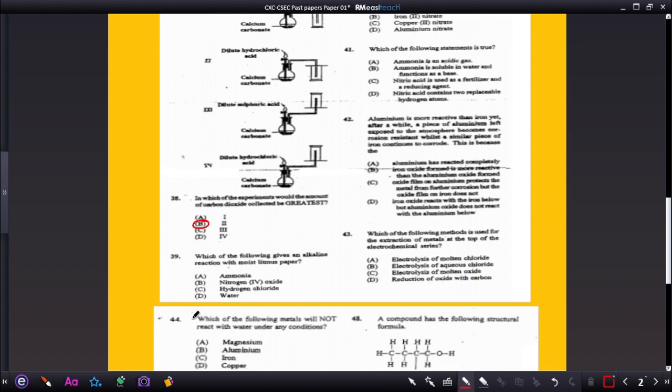Number 39, which of the following gives an alkaline reaction with moist litmus paper? Ammonia is alkaline.